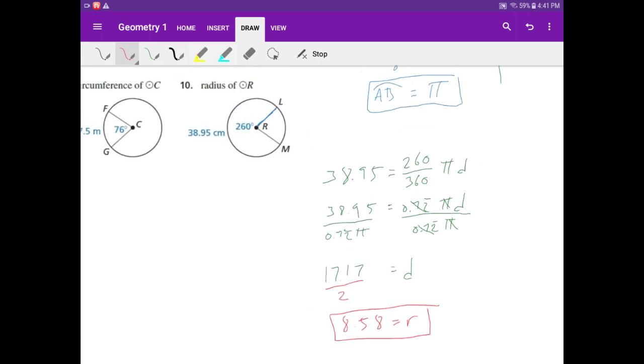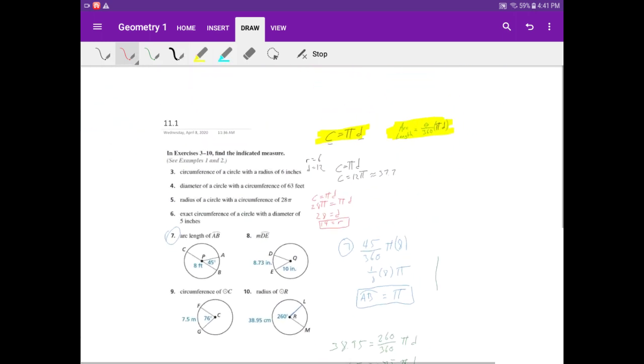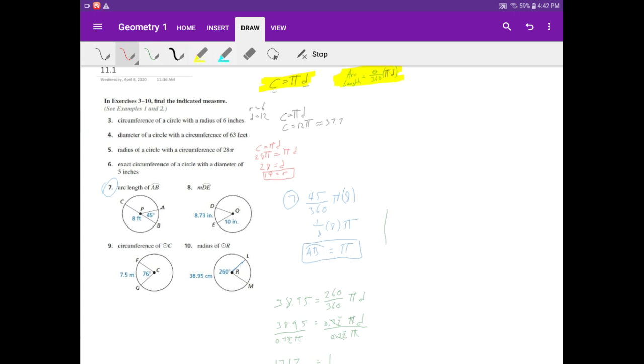Alright, so those are examples for 11.1. 11.2 would be the next video.